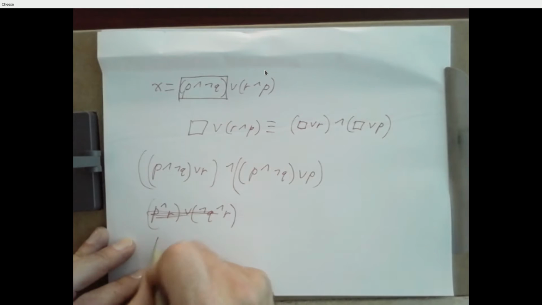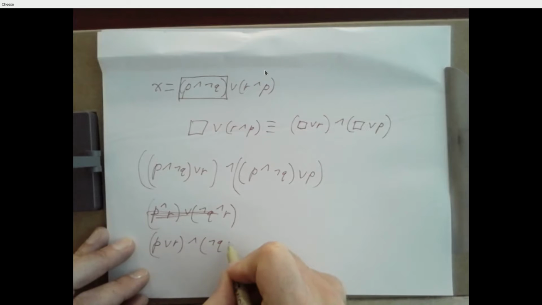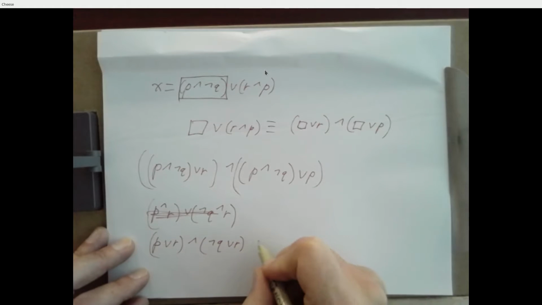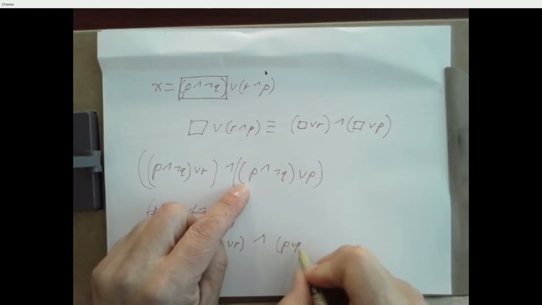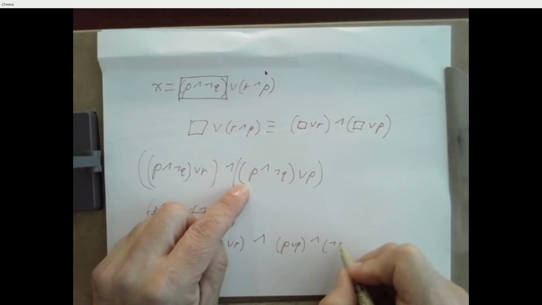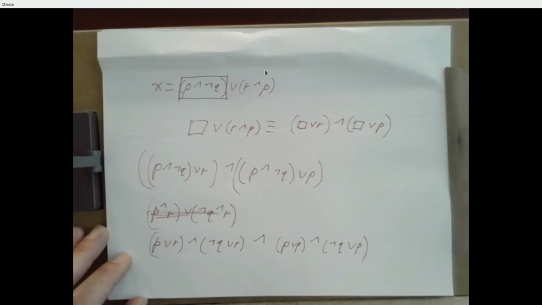Sorry, P or R, ANDed with not Q or R. All ANDed with this stuff, which is P or P, ANDed with not Q or P. And P or P is just P. So we've got P or R, ANDed with not Q or R, ANDed with P, ANDed with not Q or P. Well, that's a different expression, but it's equivalent.